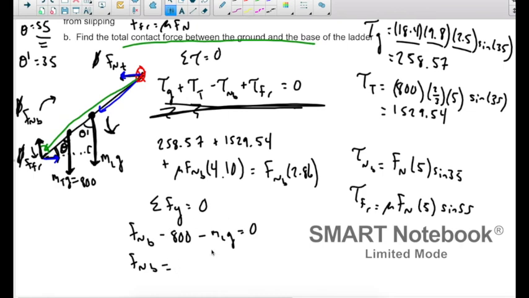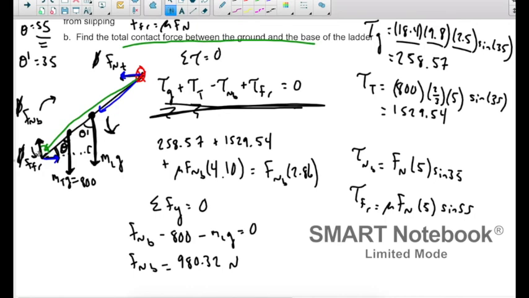And of course, I can solve for the weight of the ladder because I have the ladder's mass. It's 18.4. The normal force is equal to 980.32 newtons. That's the normal force at the base of the ladder. All right.